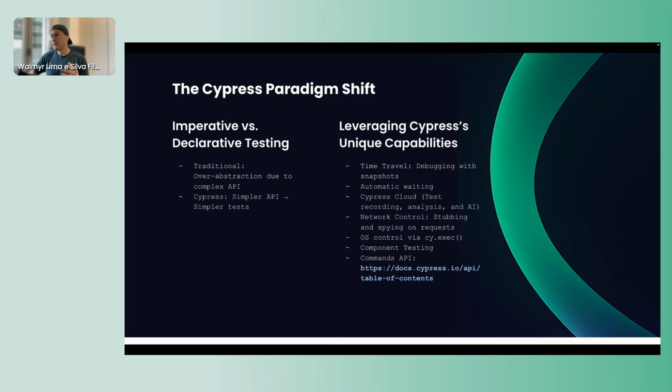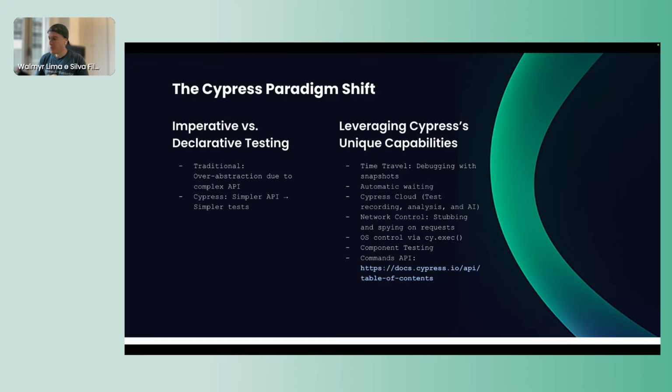And we have a great commands API that I linked here. You can access the commands API at docs.cypress.io/api/table-of-contents, where you have access to all the commands that Cypress offers you. And I highly encourage you to read the documentation.